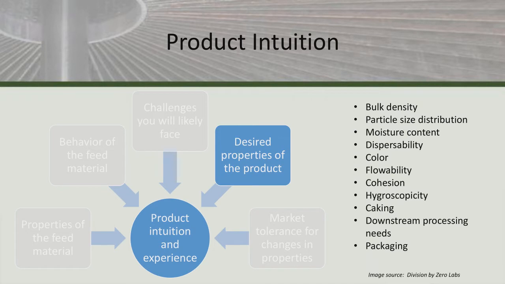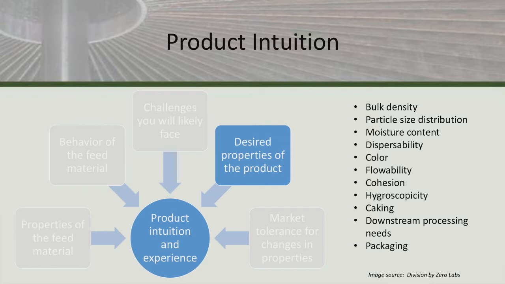Let's see here. The desired properties of the product. It's very important to identify this as soon as possible as well. Bulk density is important if you're going to be blending this with other powders downstream. You want the density and the particle size distribution to match as closely as possible so that you don't get segregation of powders in a blending or conveying step or packaging step downstream.